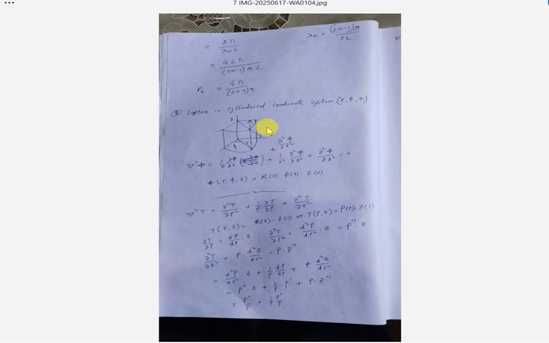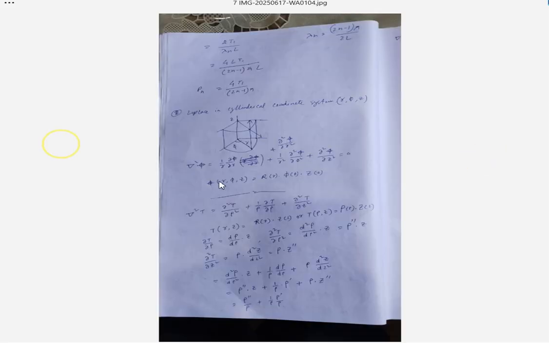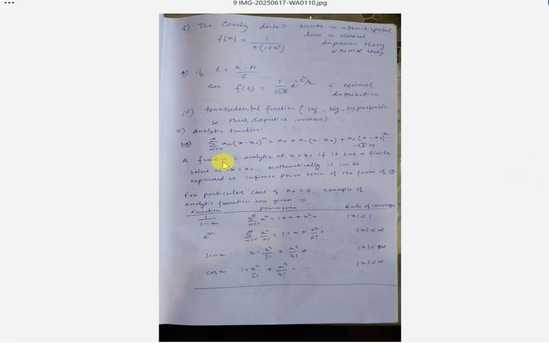Now Laplace in cylindrical coordinate system. In the cylindrical coordinate system, you will get this equation, and first of all we need to solve this. This is the cylindrical equation, but if we write it in terms of r, phi and z, then we will get the solution. But let's leave it for now.